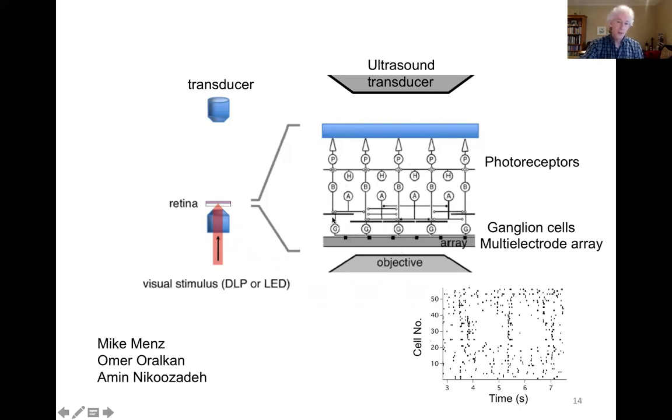And often, if we want, we can also image with a two-photon microscope, either the visual stimulus and the two-photon infrared laser coming from below. This is work done by Mike Mentz in my lab, also in collaboration with the lab of Pierre Curie-Yacoub, with postdocs Omar El-Ralkin and Amin Nkuzadeh.